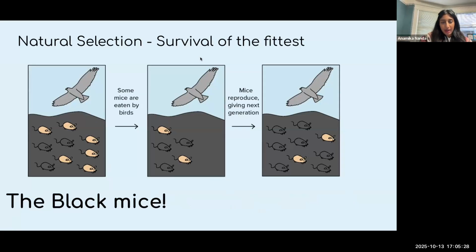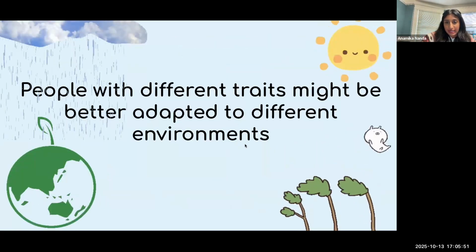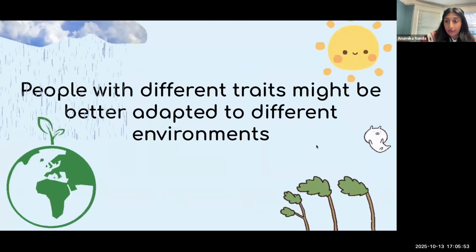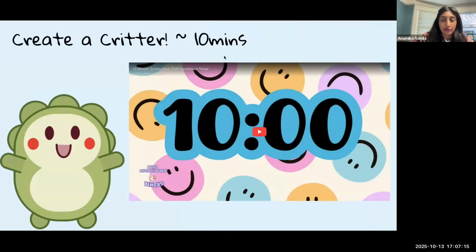Correct. The black mice are going to be able to live longer than the tan mice because the tan mice stick out. So in this situation, the black mice are going to have better survival. This is a better trait for the mice to have. This shows us that some people with different traits might be better adapted for different environments. We're going to do a little activity to test that out. What to do right now is you're going to create a critter. It's just a little guy.